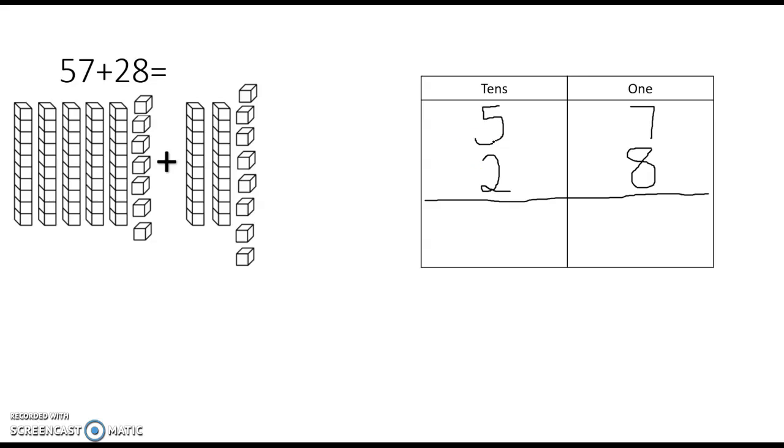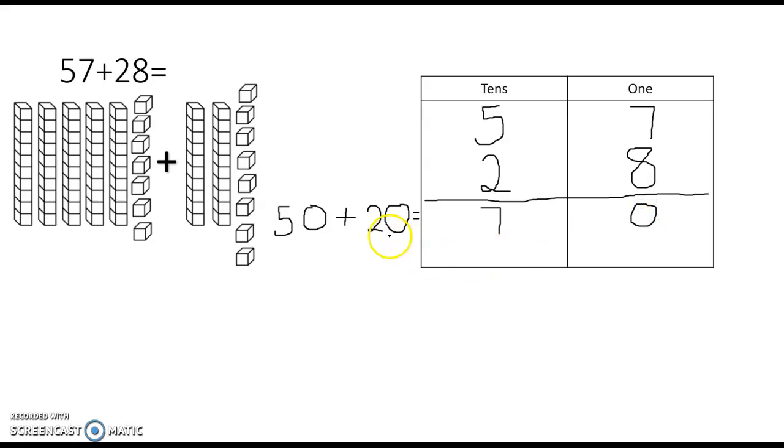Let's add our tens together. So we've got 5 tens, which is 50. And then we have 2 tens, which is 20. 10, 20, 30, 40, 50, 60, 70. 7 tens all together, which equals 70.